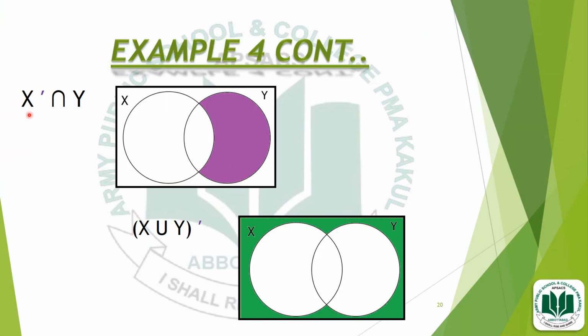Now in the third part, I have to find out the intersection between X complement and Y. X complement is the region outside the circle X. Now if I want to find out the common region between X complement and Y, that would be this region which I have shaded in purple. In the fourth part, we have to find out the region that is representing X union Y whole complement. For that, I will first find what is the region that represents X union Y. That would be these two circles X and Y. So if I want to find out their complement, that would be all the region that lies exterior to these two circles, which I have shaded in green.